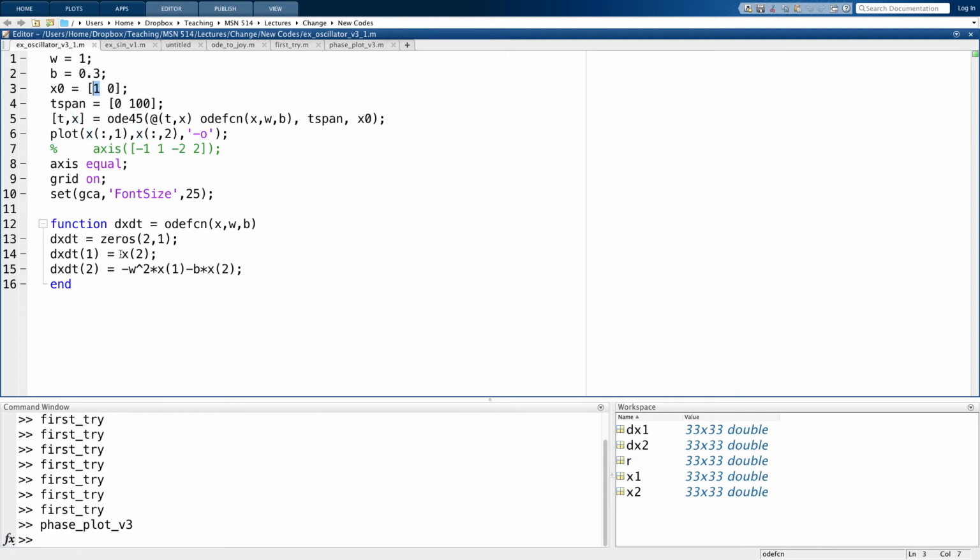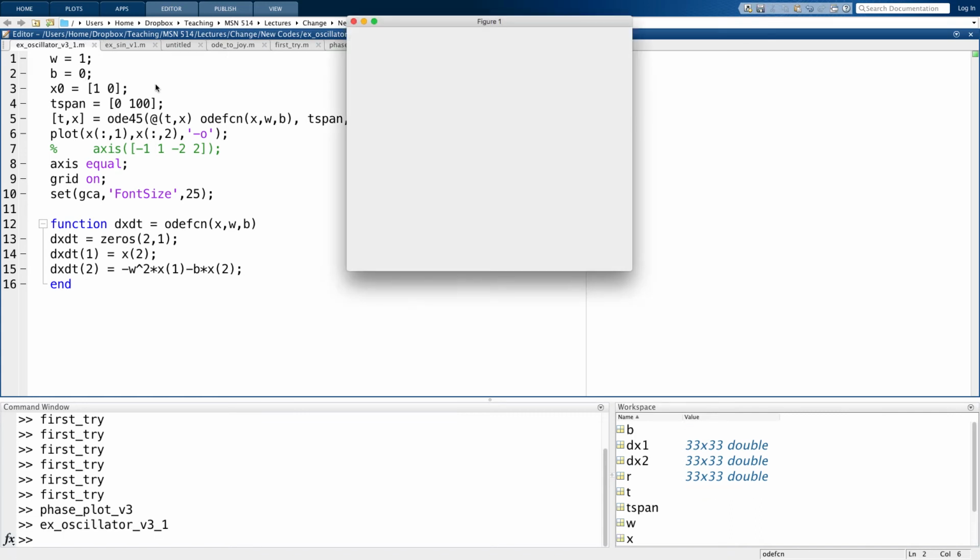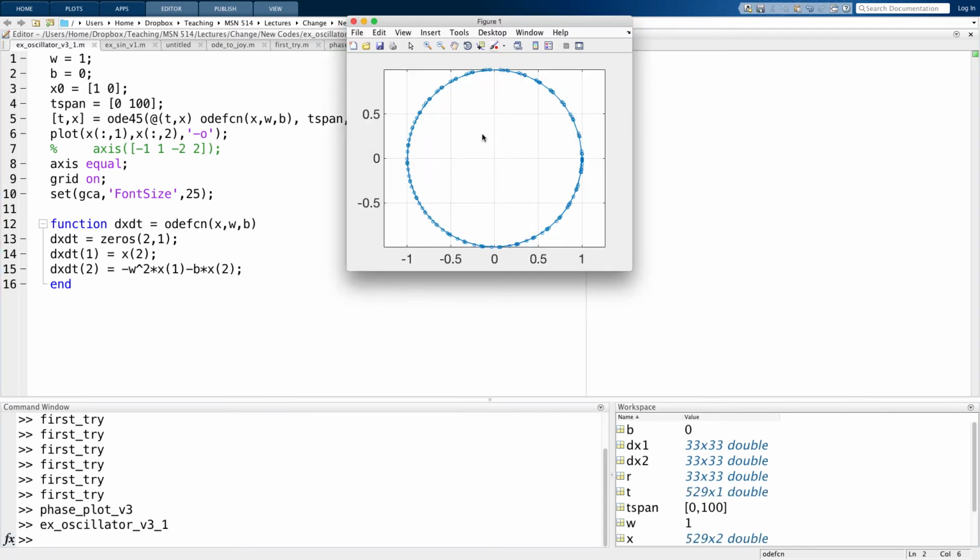And let's look at the equations. dx1 over dt is x2. Do you see it? And dx2 over dt is minus w squared x1 minus b times x2. Are you with me? What happens if I say b is 0? I should get a circular orbit, right? Let's run it. And I get a circular orbit. Do you see it?